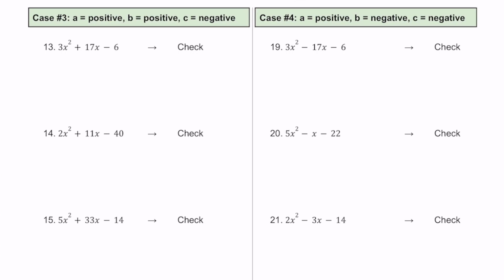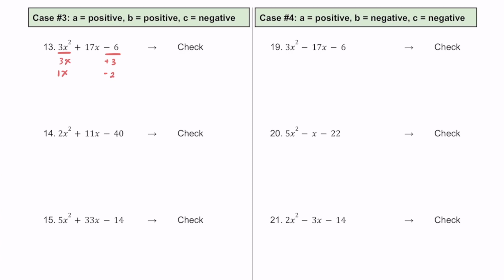For number 13, we have 3x squared plus 17x minus 6. Now 3 is prime here, so this is not going to really change too much compared to the others. So we have 3x and 1x here. Let's just go ahead and leave those alone. But to get this -6 over here, that means that we're going to need one positive and one negative number. Now don't think too much about which one's positive, which one's negative. Just go ahead and choose 2 factors, like 3 and 2. 3 and 2 makes 6, right? And just make one of them positive and one of them negative. We can always change them later.